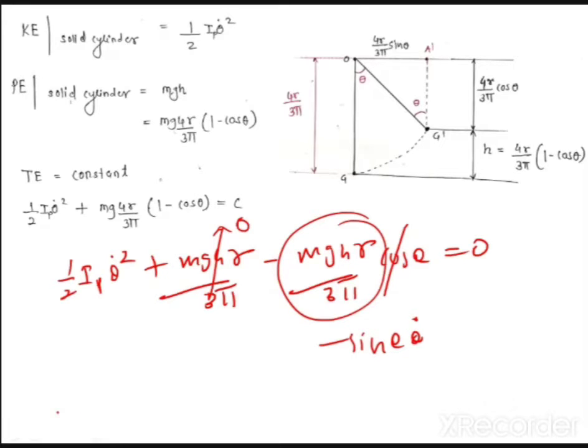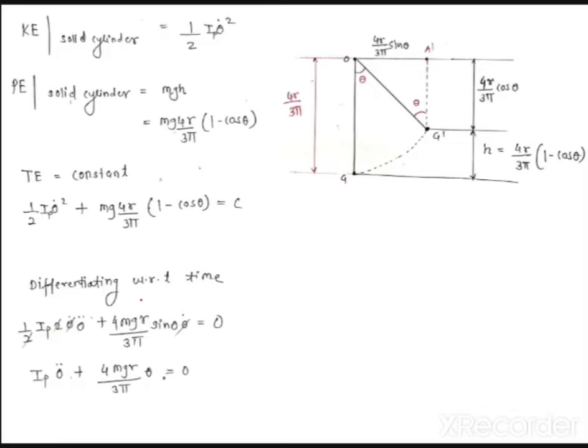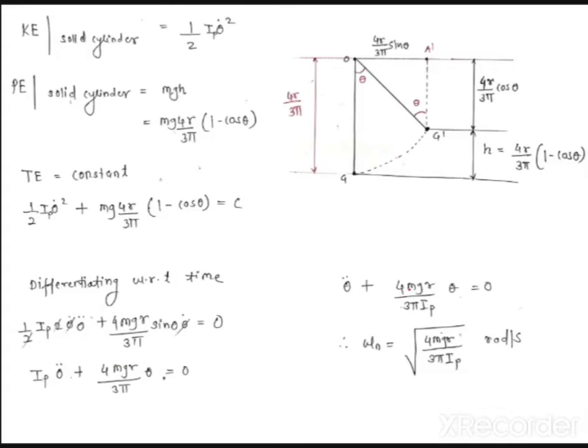Okay, so same process. I haven't changed the logic. So differentiating with respect to time, you are getting Ipθ̈ + (4mgr/3π)θ = 0. Okay, right? So compare this with the standard equation, θ̈ + ωn²θ = 0. So comparing with simple harmonic motion, what you are getting? θ̈ + (4mgr/3πIp)θ = 0. So ωn is equal to the square root of 4mgr upon 3π Ip radian per second.